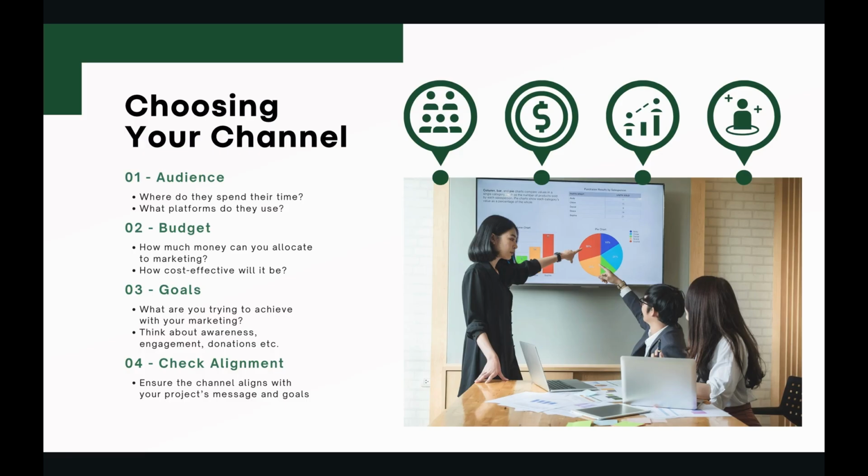You also need to think about your goals. So what are you trying to achieve with your marketing? What do you want them to do? Are you just trying to promote awareness? Do you need them to donate? Do you need them to come to the event? So make sure you have a really clear goal so that your message is very clear to your audience. And then the last thing is just to double check that your channel aligns with your project's message and goals. And then, of course, after this, you would start creating your actual marketing campaign.